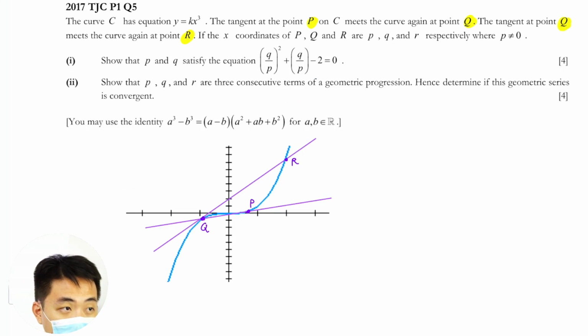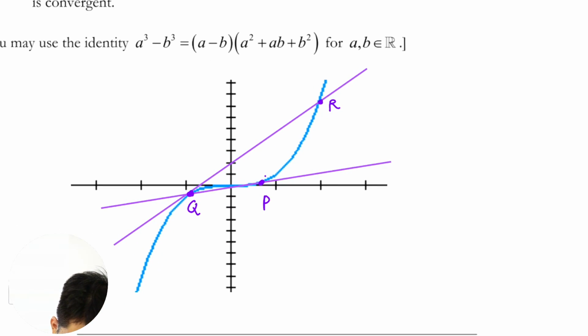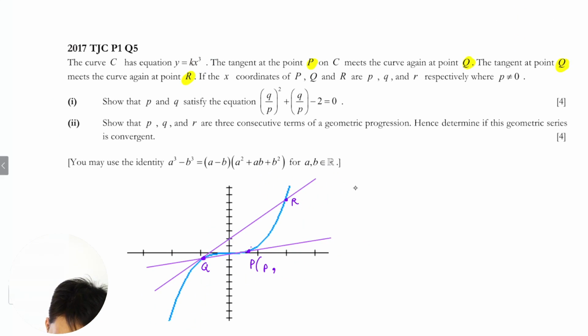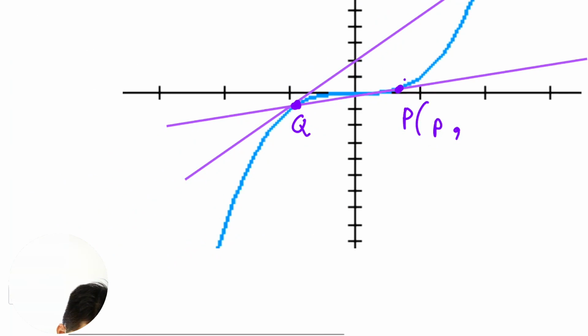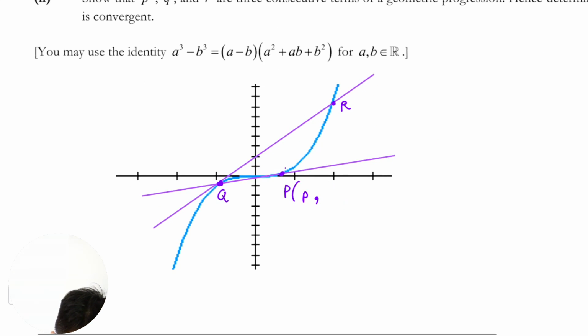Then you're given the x coordinates of P, Q and R are p, q and r directly. So in this case, this is p. Of course, you want to reduce the number of unknowns you have, right? This curve here is y equals kx cubed. So if x equals p, the y value here, the coordinate here is kp cubed. Okay? So P is (p, kp cubed). Then you just do the same for the rest. This is actually Q (q, kq cubed). And R is (r, kr cubed).